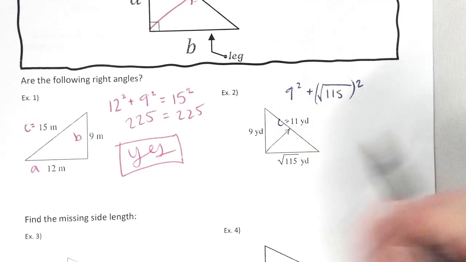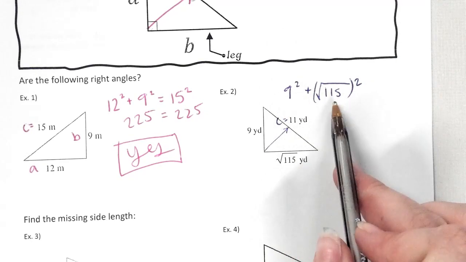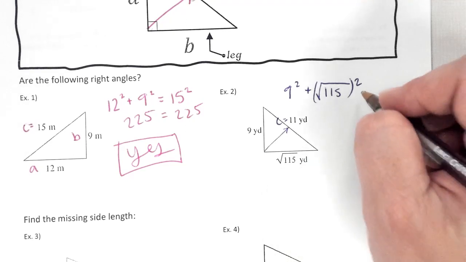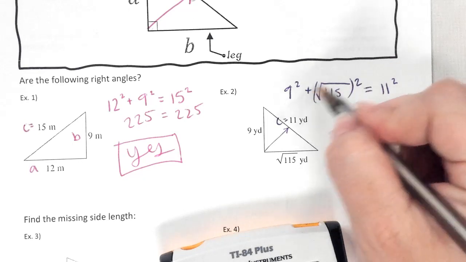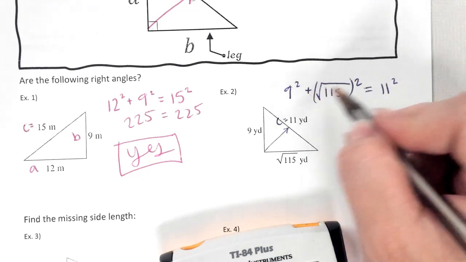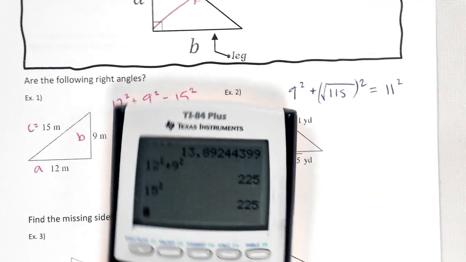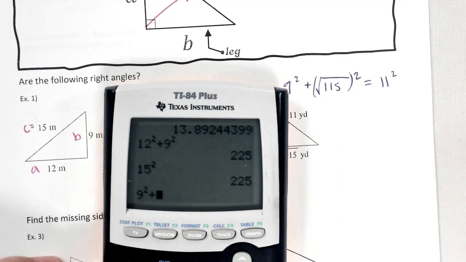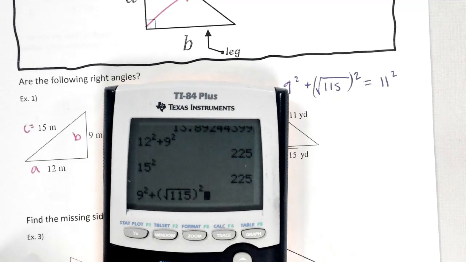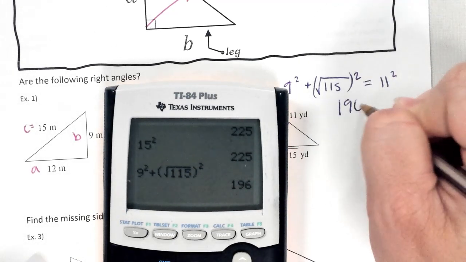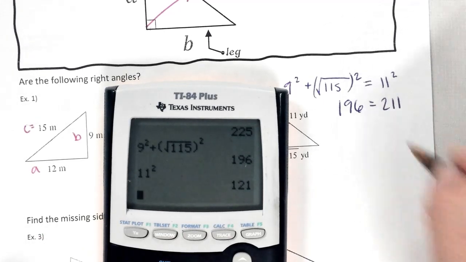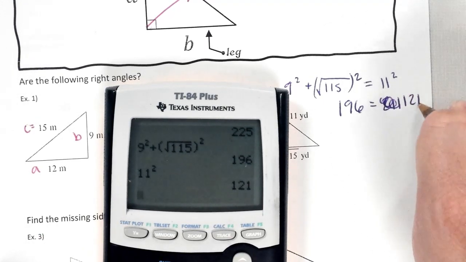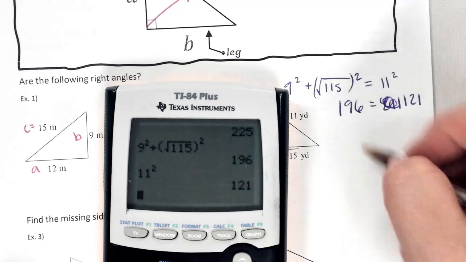Now, if it's not a whole number and it's not positive, please put it in parentheses. Equals 11 squared. Technically here, doesn't your square root cancel your squared if you're doing this by hand? Yes, however, in our calculator, it will do it for us. So we have 9 squared plus the square root of 115 squared, and that equals 196. And what's 11 squared? 121. Are those equal? No.